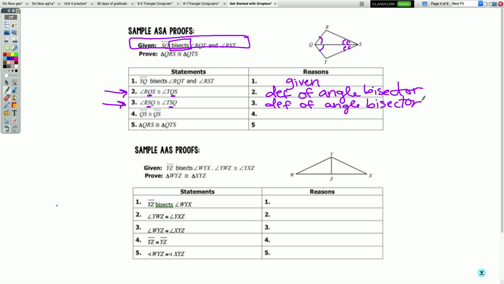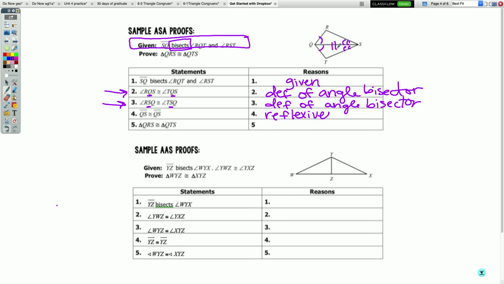Okay, please fill in step 4. You should know that one by now. Anyone know step 4? Reflexive, very good. How do I mark that on my picture? What do I need to add there? Very good. 2 dashes, 1 dash would be fine. I usually do 2.